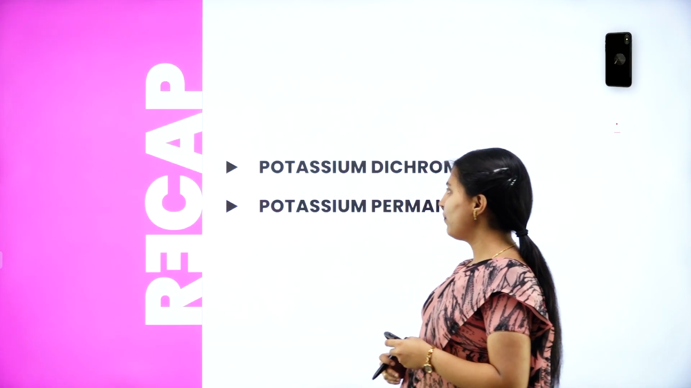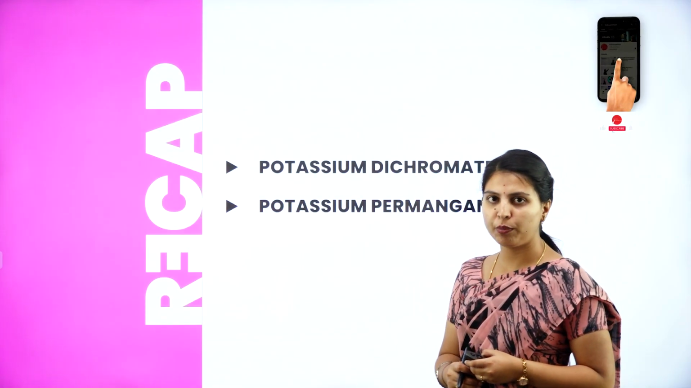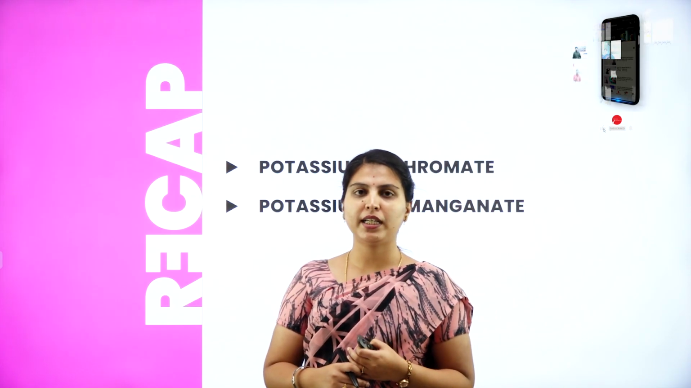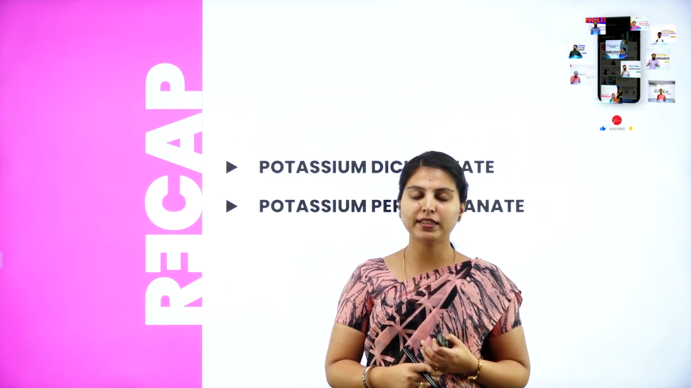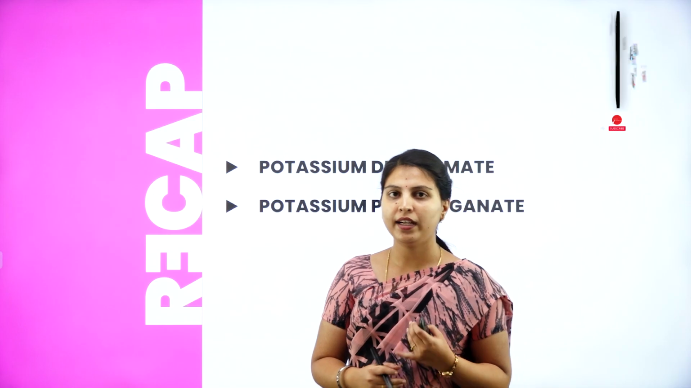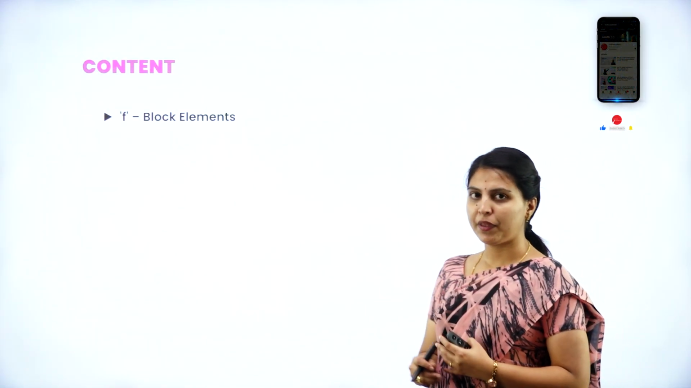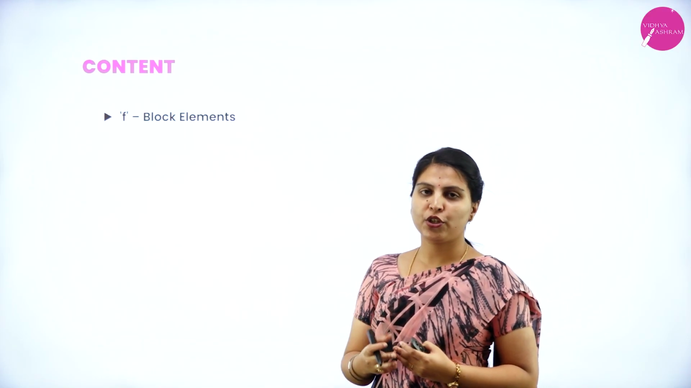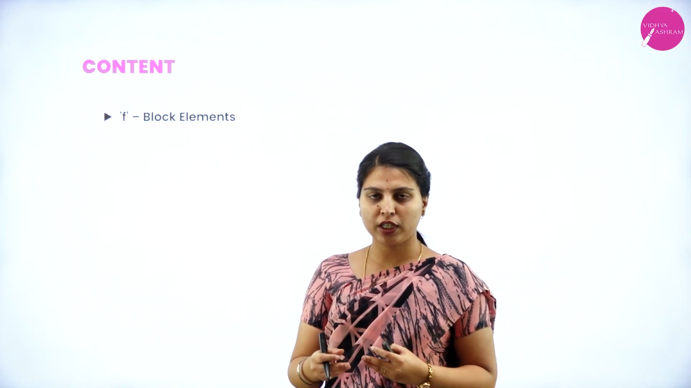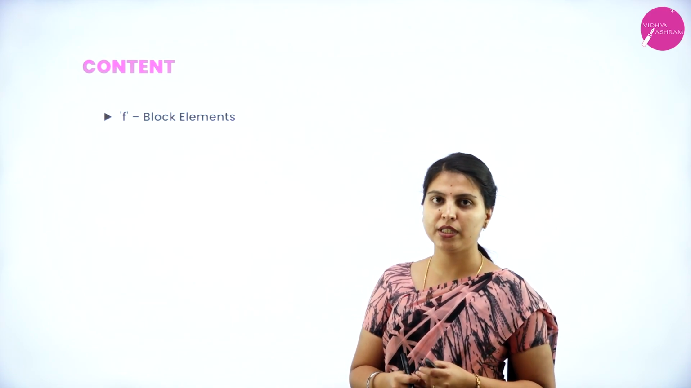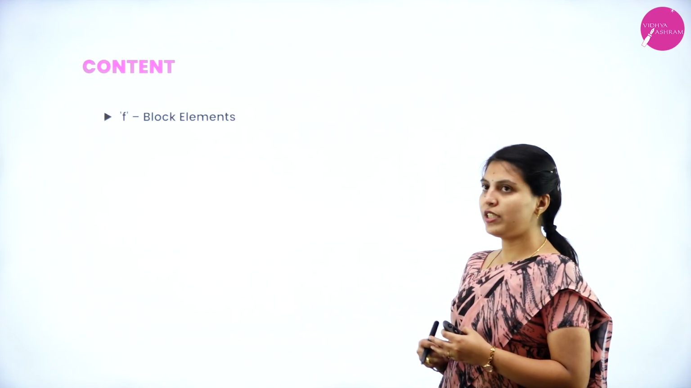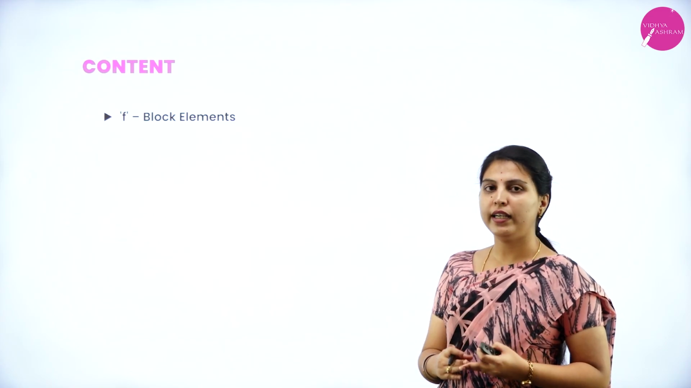In the previous session, we discussed potassium dichromate and potassium permanganate, their physical and chemical properties and their importance. And in the current session, we will discuss the F block elements. Overall, the position of F block elements in the modern periodic table, their electronic configuration as well as their preparation, and the difference between lanthanoids and actinoids.